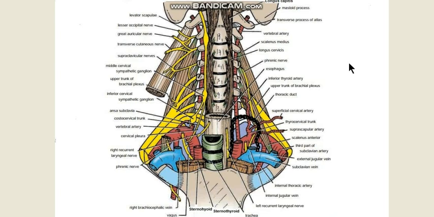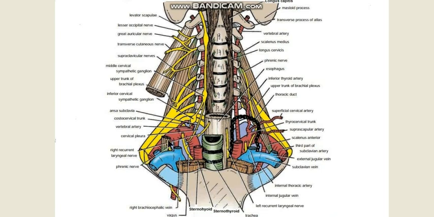Hello everyone. In this session we will take a look at another triangle which is located deep inside the root of the neck, and this is a bilateral triangle, and the name of this triangle is the scalenovertebral triangle. That is, it is between the vertebral column and the scalenus anterior muscle. So this is roughly the scalenovertebral triangle on the left side.